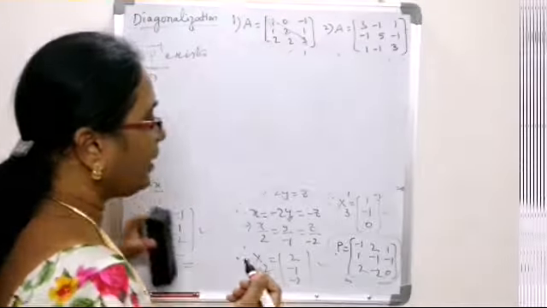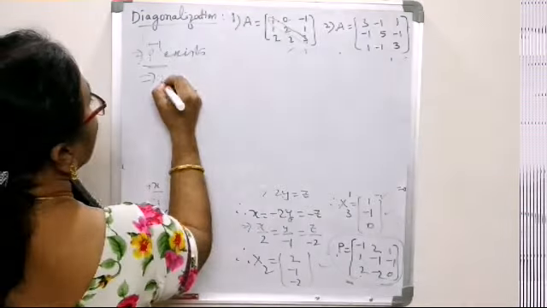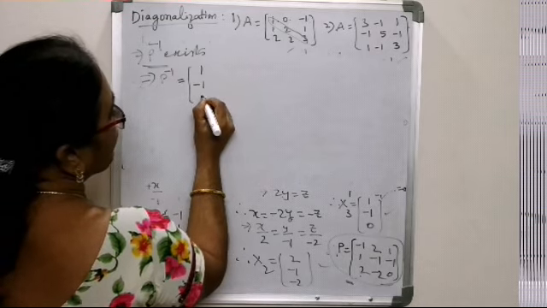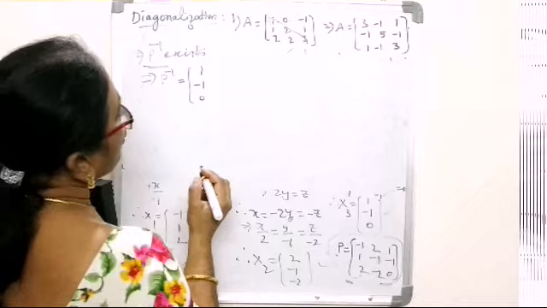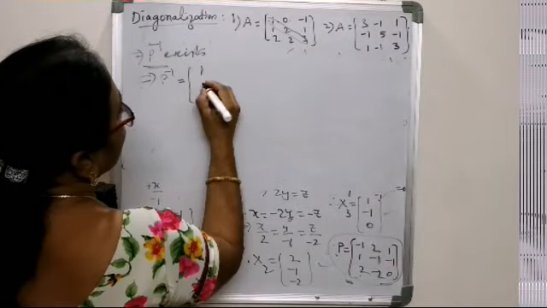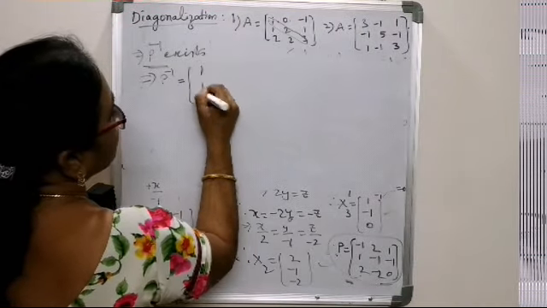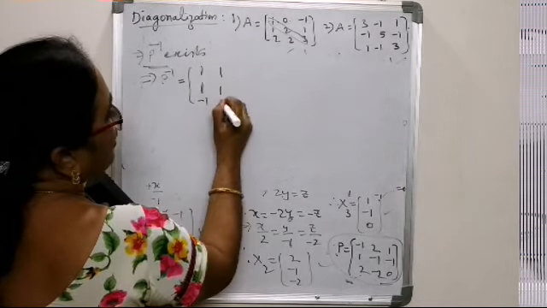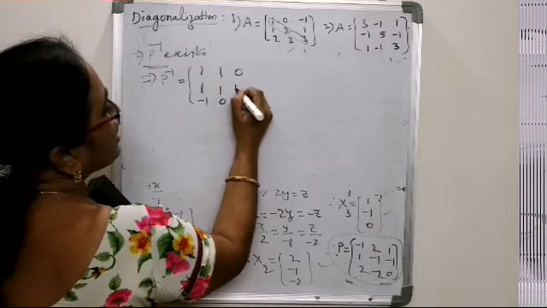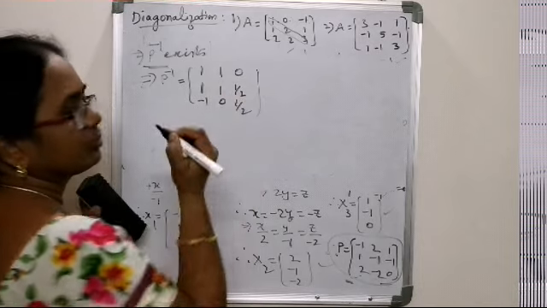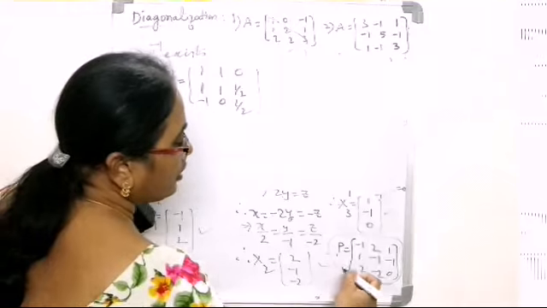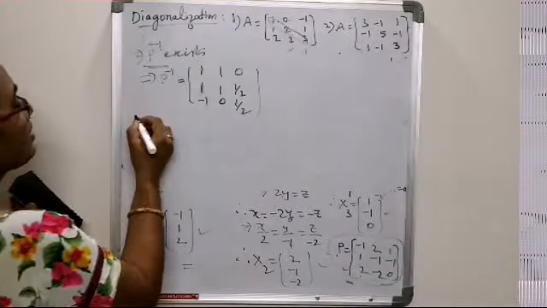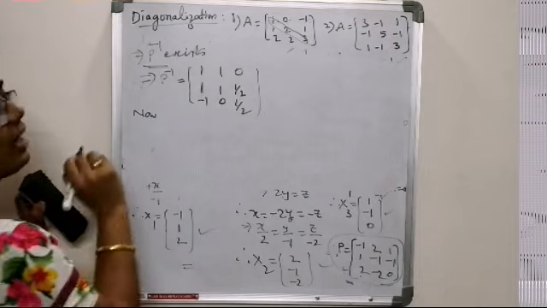So when we calculate P inverse in any mode, we are going to get P inverse equal to: the first column 1, minus 1, 0; the next column 1, 1, minus 1; the next column 1, 1, 0; the third column 0, 1 by 2, 1 by 2. This is the P inverse corresponding to the matrix P. Right, now with this P inverse, we can diagonalize the given matrix.